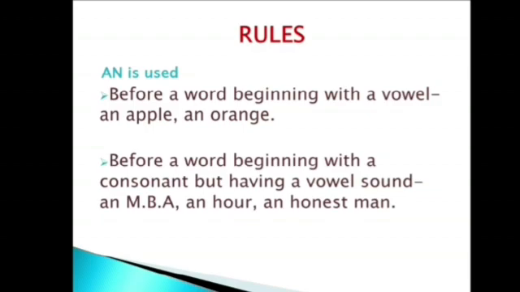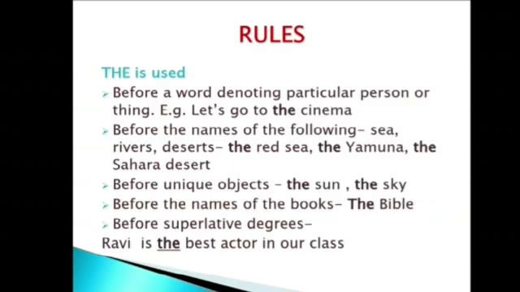An M.B.A. M is a consonant, but we have used an. The reason is we are getting a vowel sound. Again, in next example, an hour. Here H is silent and we are getting a vowel sound. An honest man. H is silent here and we are getting a vowel sound. And O is a vowel sound.